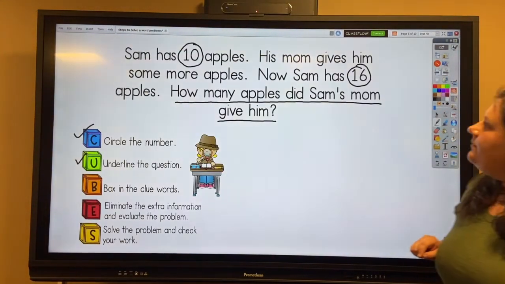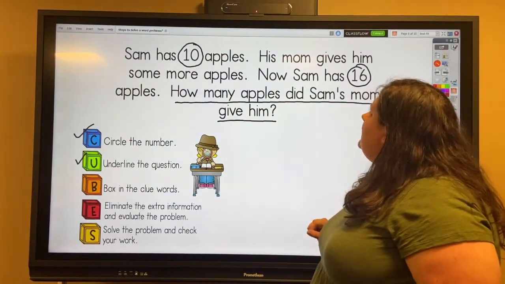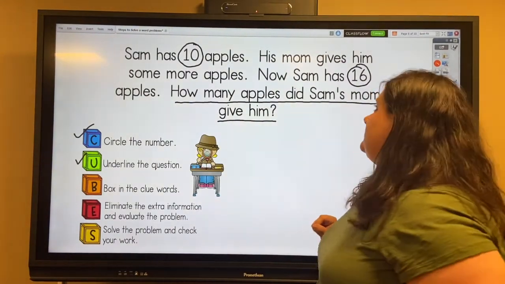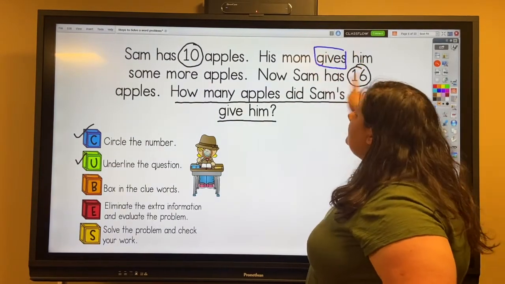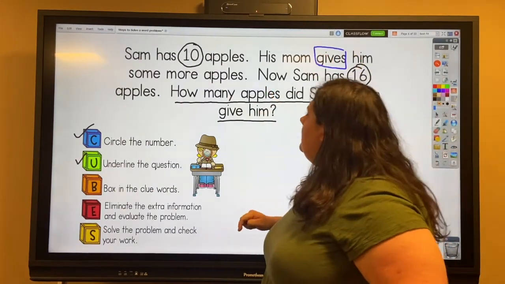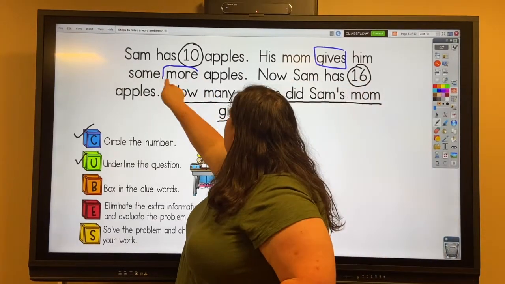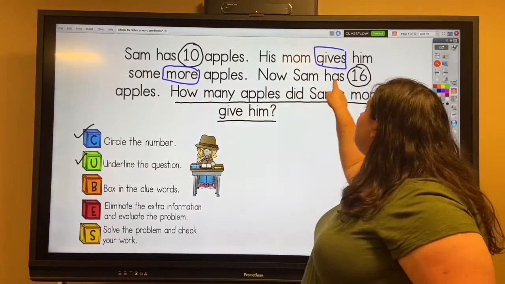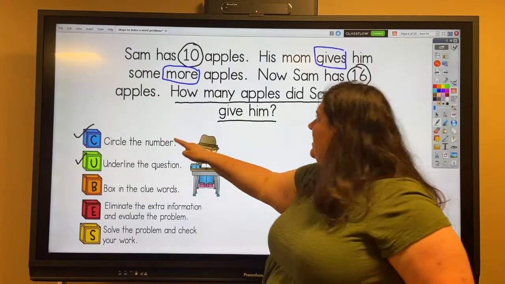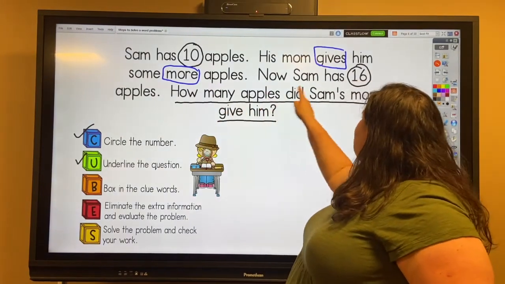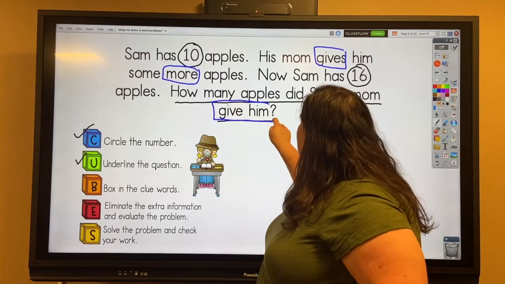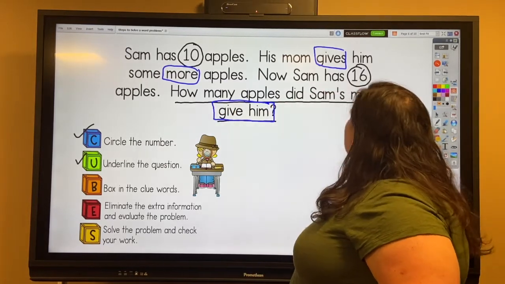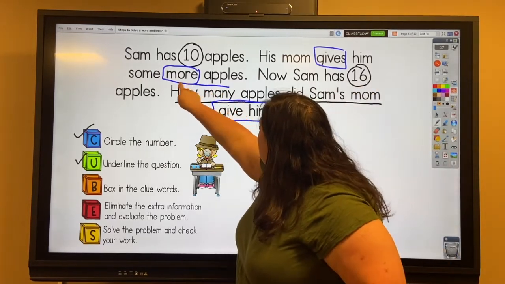All right, so Sam has 10 apples. His mom gives, oh, that's a clue word. I'll box that in. Gives him some more apples. So she gives him some more. Now Sam has 16 apples. How many apples did Sam's mom give him? Again, box in, gives him, and how many?